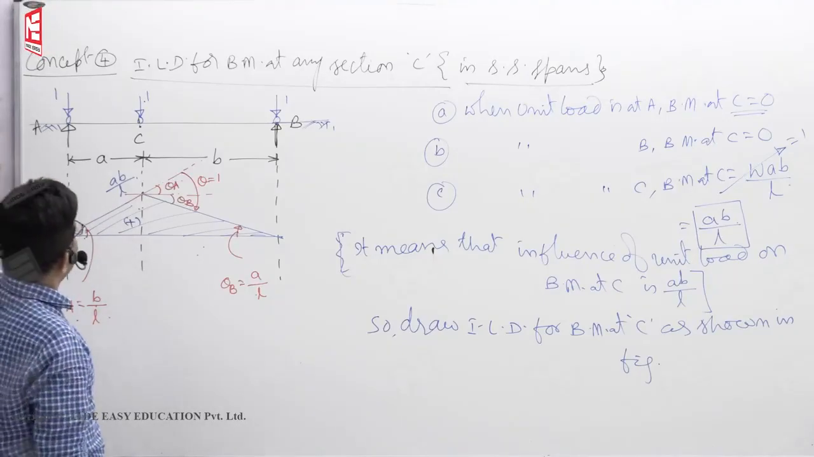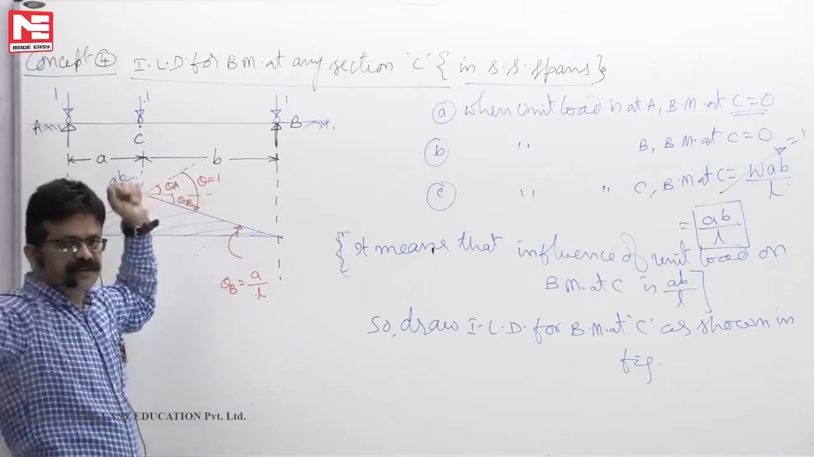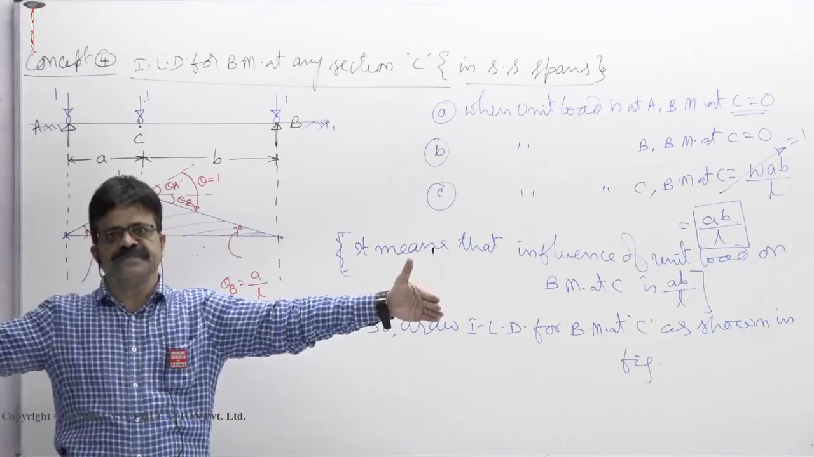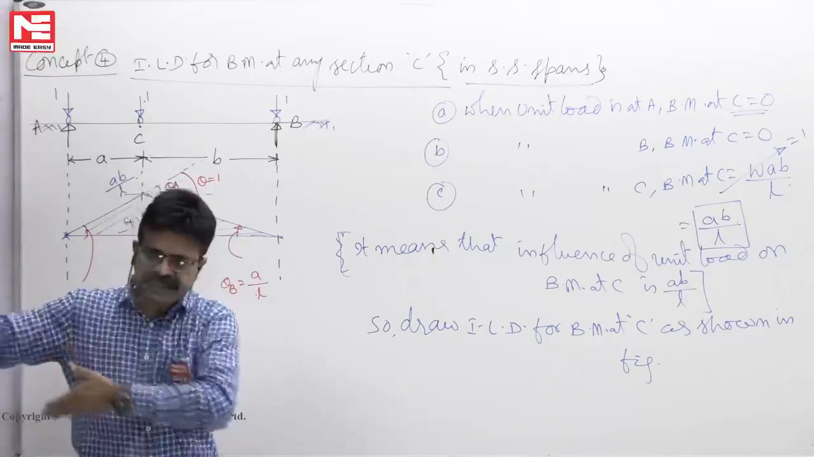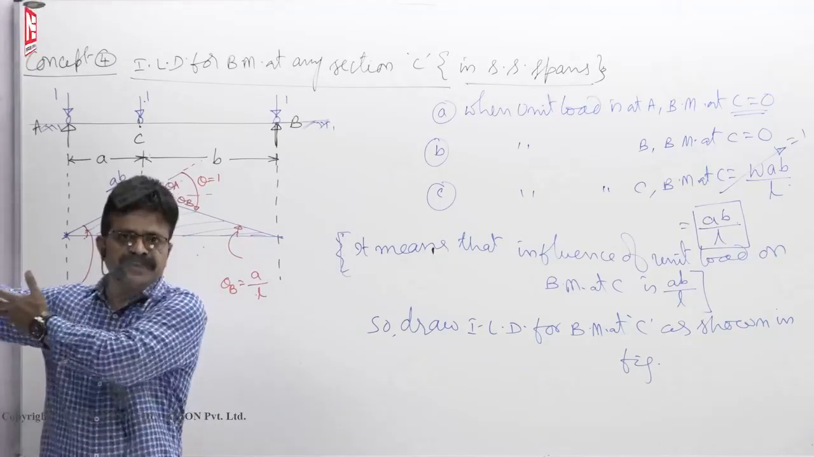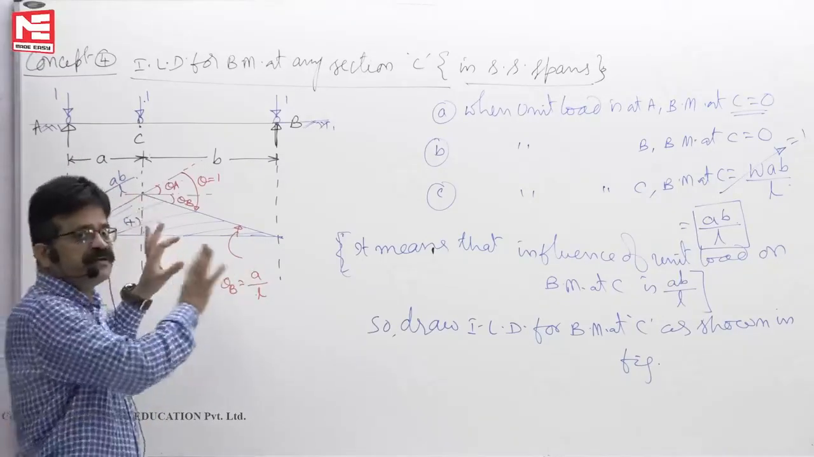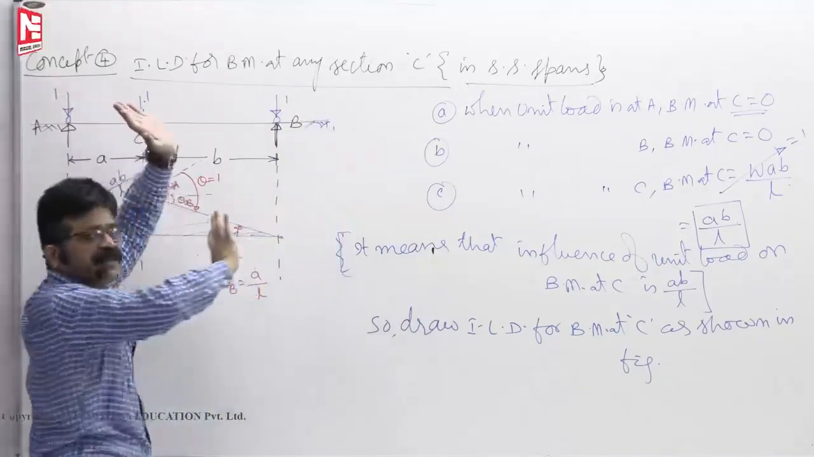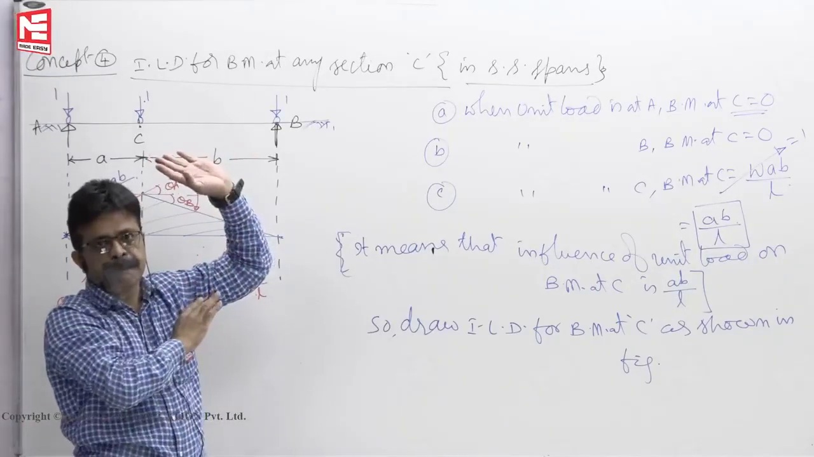If at all UDL longer than the span is moving, span is 10 meters but UDL is 20 meters say, that possibility also will be there. If you see a train moving, length let us say half kilometer, then bridge length is only say 100 meters. Then half of the train will be on the bridge, half the train will be on the ground only. So like that happens. So if at all the UDL is longer than the span, then keep the load on the span completely, remaining load will be on the ground. Then intensity into total area you will get maximum bending moment at C.